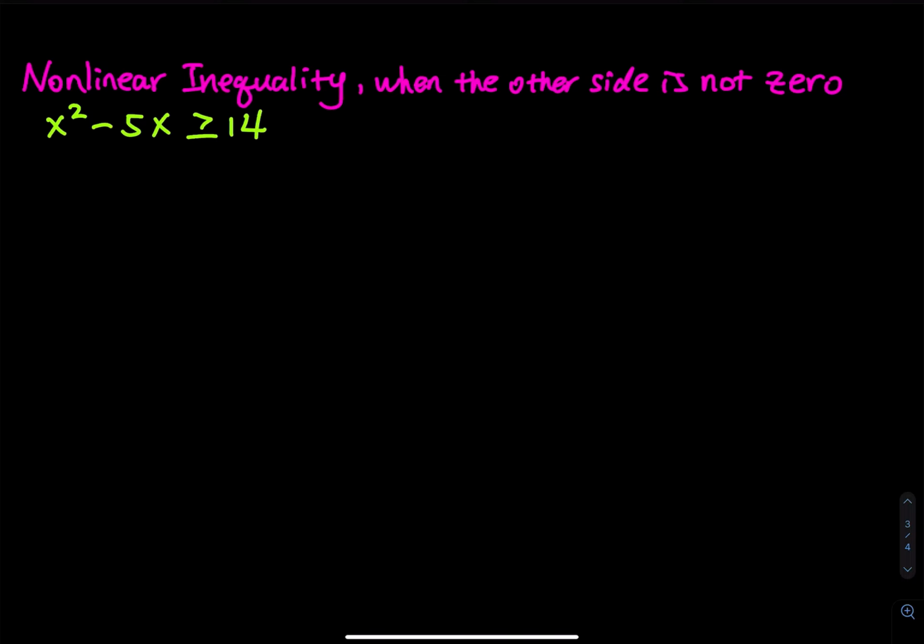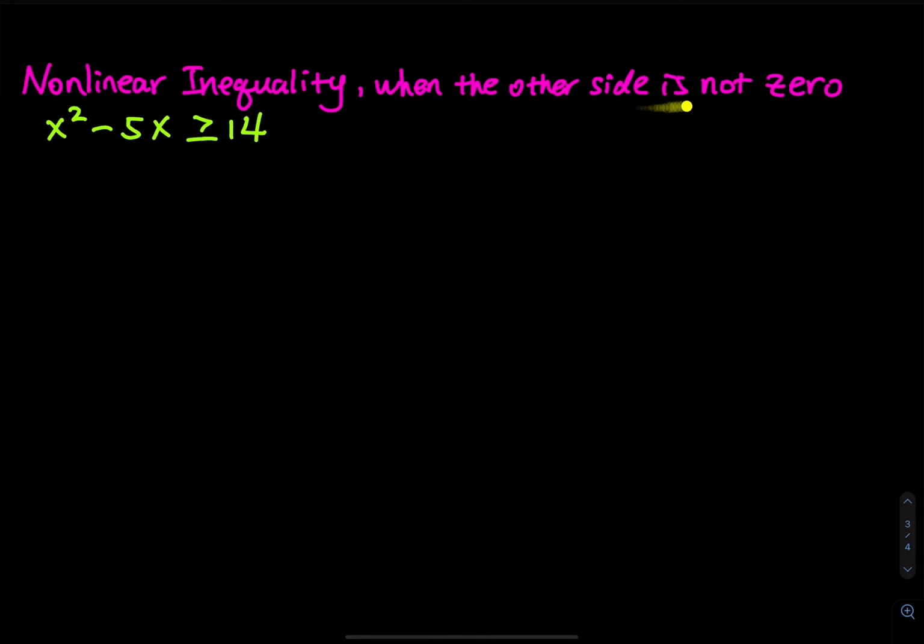Let's solve this nonlinear inequality. Since we have a square, this is a quadratic, and a quadratic is not linear. I want to make two videos. In this video, I want to explain what happens when the other side is not a 0. Then in the next video, I want to solve another problem when the other side is 0, and I want to make that problem longer and bigger. Okay.